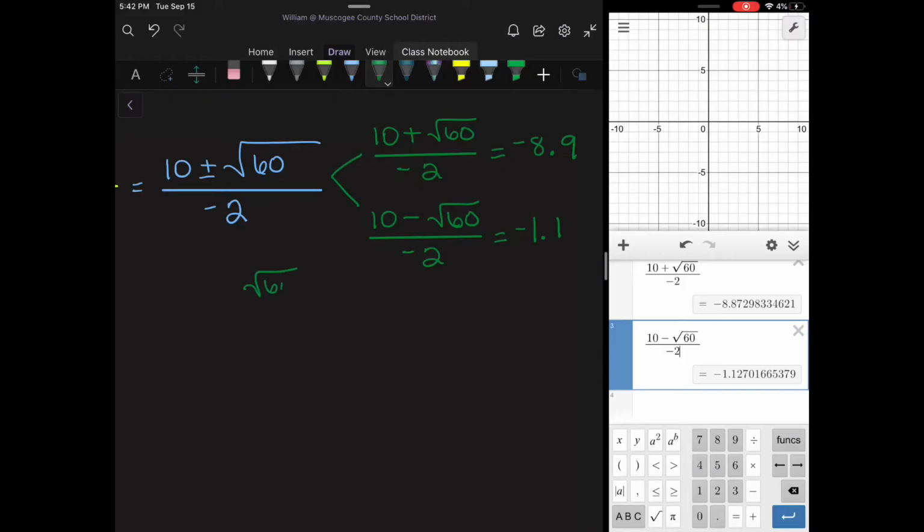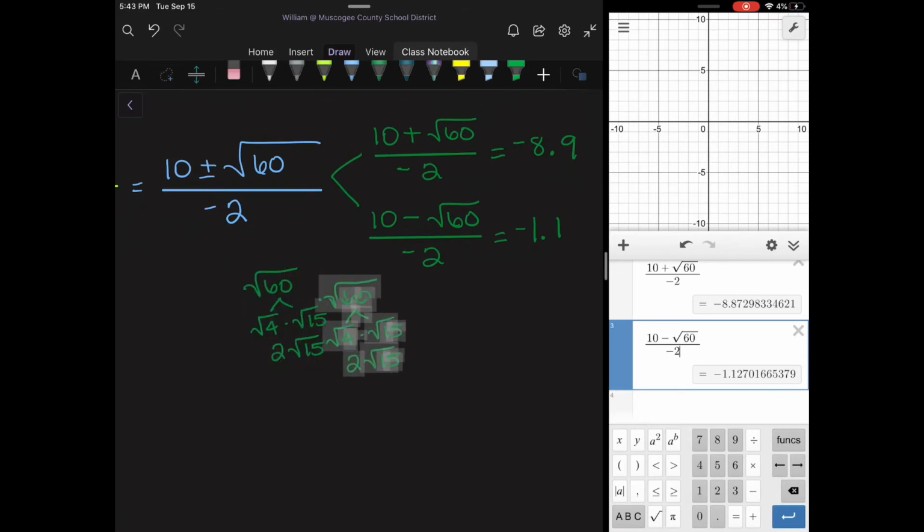Now, if they want it in decimals, we're going to do it like this. If they want it as the square root simplified, we're going to take the square root of 60 and find the largest perfect square that goes into 60. That's going to be 4. So when you simplify it, you get 2 times the square root of 15.